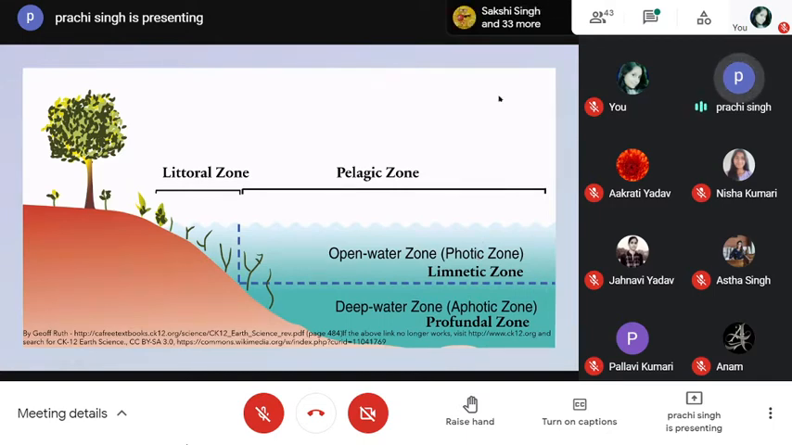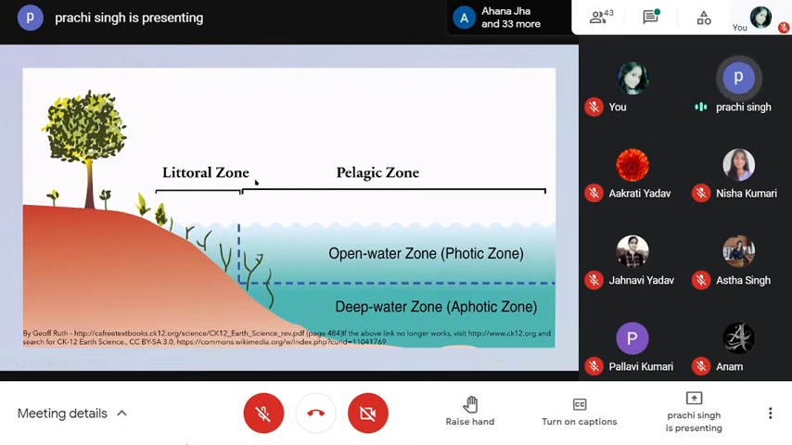Clear? Did you understand? Let me explain once more. Broadly, if we go from the surface, one is the area near the shore, and one is the region away from the shore. The region near the shore, which is your shallow region, is known as your littoral zone. The region away from the shore, which is your open water pond system, is your pelagic zone. Now this littoral or shallow zone comprises the most vegetation, rooted, and it can come out of the water or remain submerged inside the water.